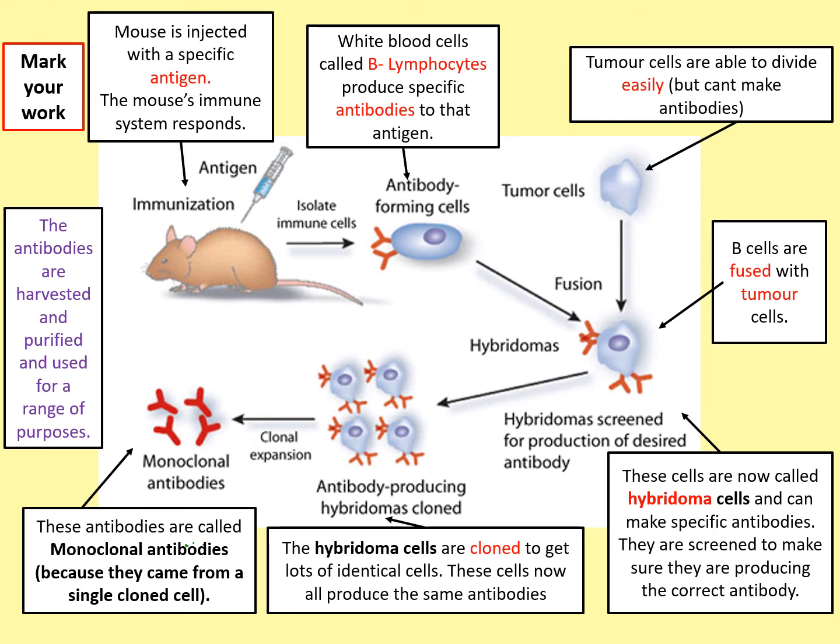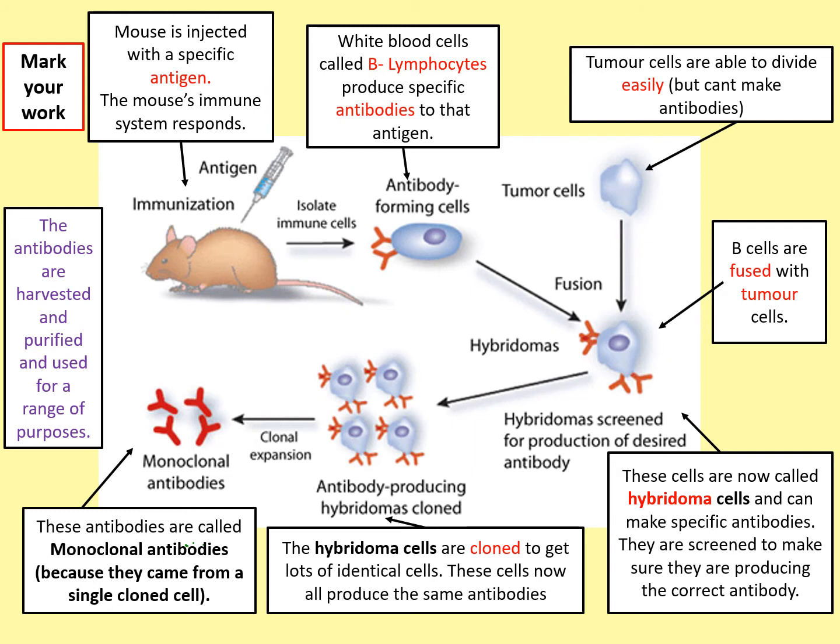Okay guys, so now we're going to go through and mark the work. So the first missing word is the word antigen. So it reads, the mouse is injected with a specific antigen and the mouse's immune system responds. Then the second two missing blanks are B lymphocytes and antibodies. So white blood cells called B lymphocytes produce specific antibodies to that antigen.